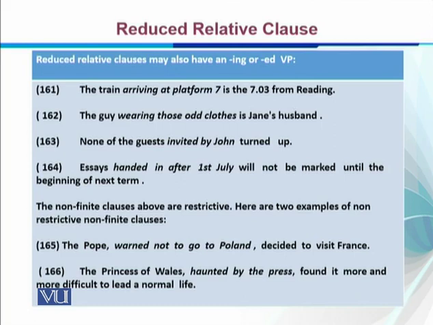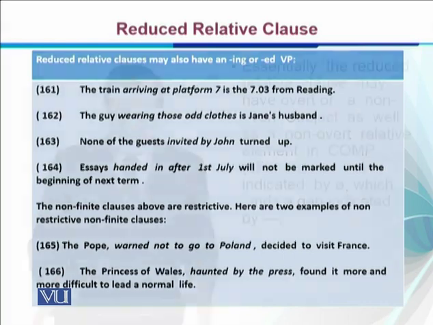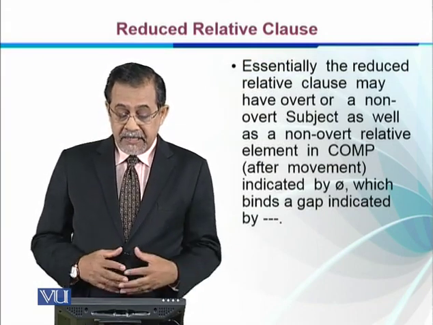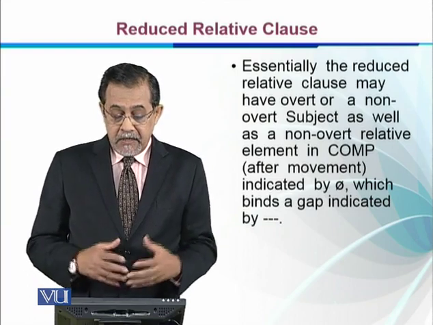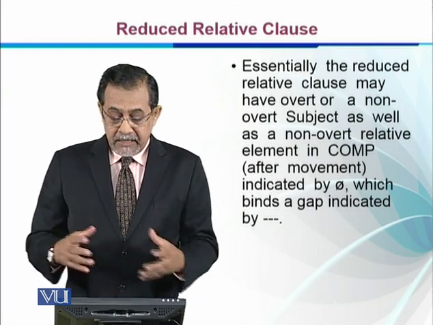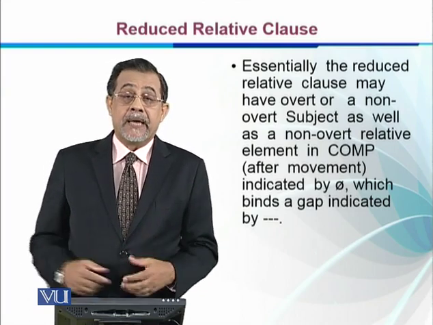So the non-finite clauses above are either restrictive or non-restrictive. Similarly, we can have 'the Pope warned not to go to Poland' and 'the Princess of Wales haunted by the press'. So here we can find that a reduced relative clause is also either restrictive or non-restrictive. Essentially, the reduced relative clause may also have an overt or non-overt subject, as well as a non-overt relative element in the complementizer after movement, indicated by 0, which binds a gap indicated by a dash.